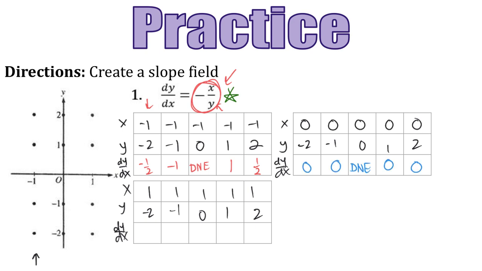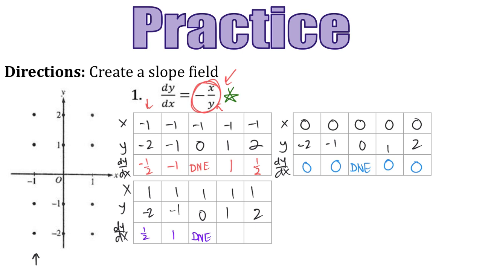There we go. So if we're looking at the last one, if x is 1 and y is -2, we're going to get +1/2. If x is 1 and y is -1, we're going to get +1. Again, this isn't going to exist if y is 0.